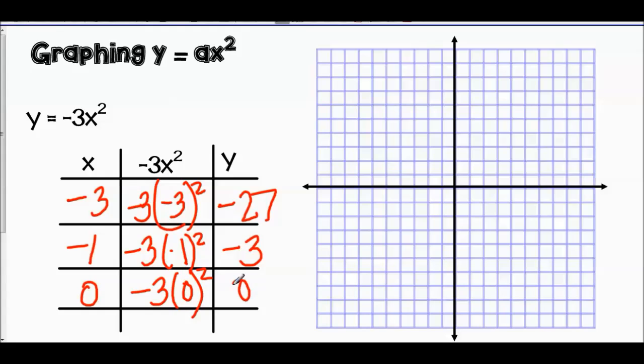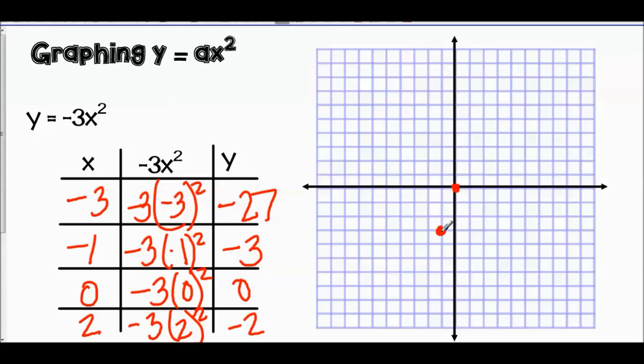And so that would be 0. And let's put a positive 2 in here, and then we can make our mirror image on the other side. So if I put 2 in there, 2 squared is 4. 4 times negative 3 is negative 12. So 0, 0, that's pretty easy right there. Negative 1, negative 3 would be here.